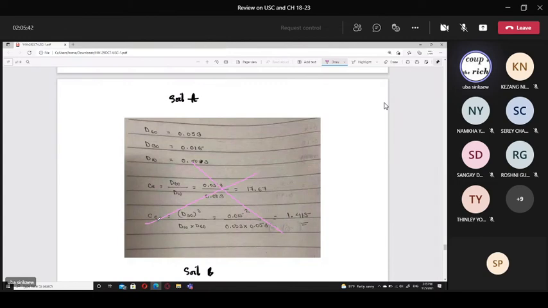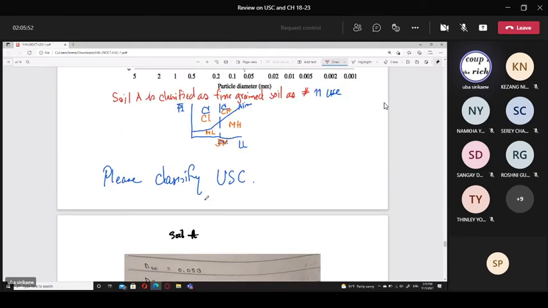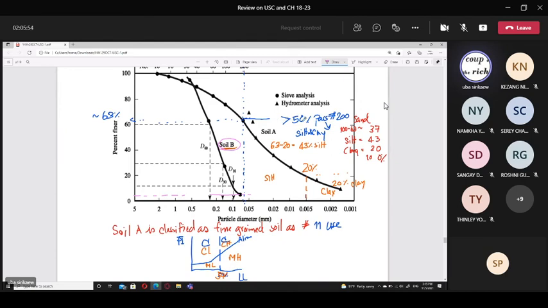Rosie. Yes, Ajahn. You have nothing to do with the Cu, Cc, because the fines particle is more than 50%, okay? Don't do that. You get silt 43%, clay 20%. You see? More than 50%. No need.